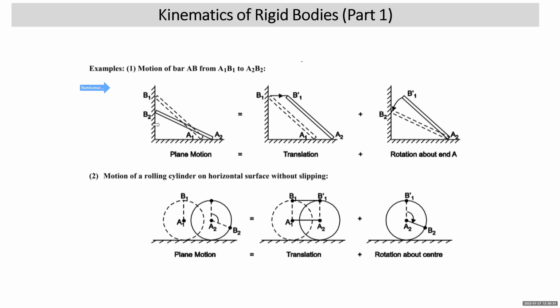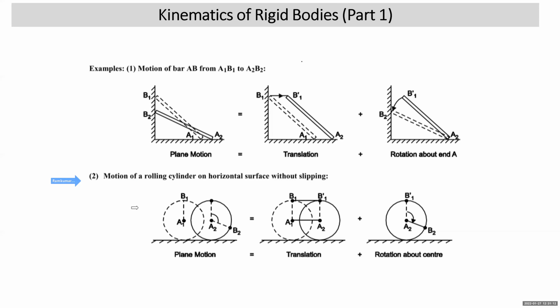So you can prove that the motion of this rod from position A1, B1 to A2, B2 is an example of general plane motion. How can you prove it? See, this rod was initially like this. You translate it. Translate means what? As it is, you pull it towards right. So the motion of the rod from A1, B1 to A2, B1 dash is translated motion. Then once you have got this position about A2, you rotate the rod about a fixed axis through A2. You will get B2. So have you got the same position or not? So we can prove that general plane motion is equal to translation plus rotation.